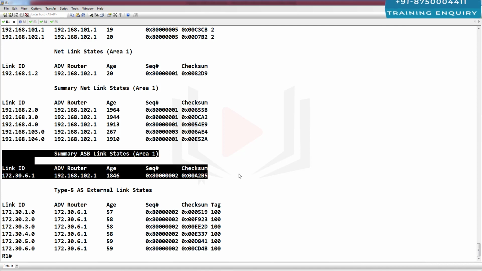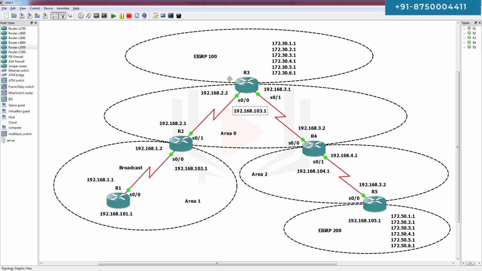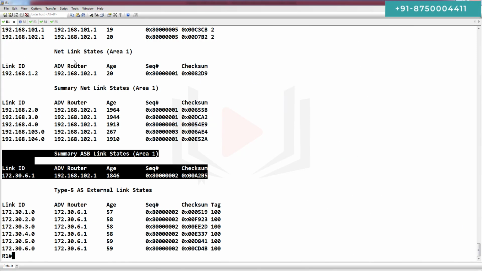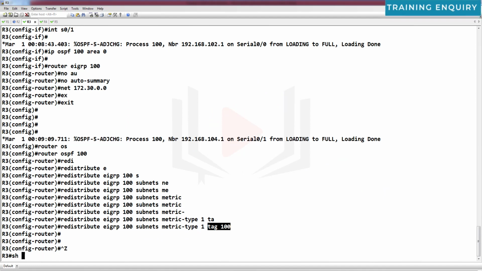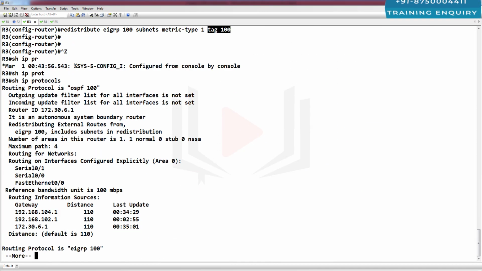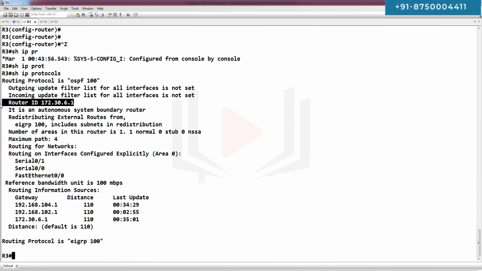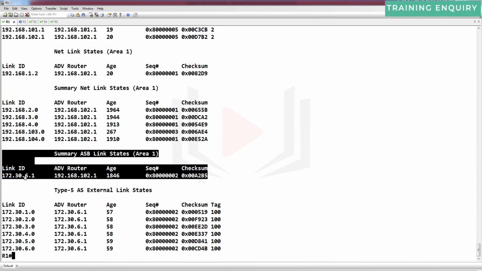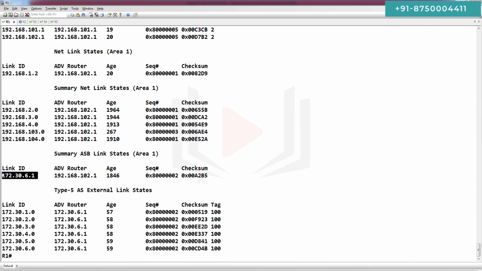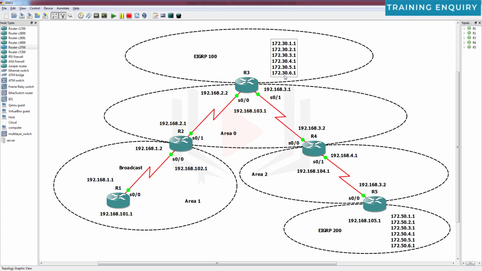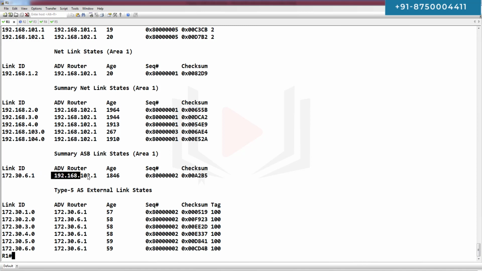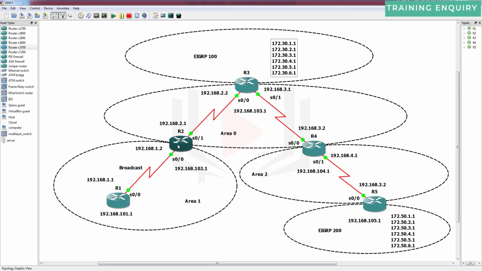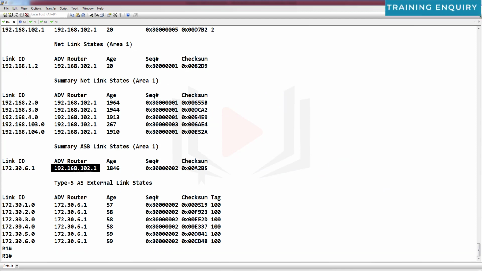ASLSA contains the ASBR router ID, which router ID is 172.30.1. On R3, show IP protocol. Yes, its router ID is this one. So ASLSA contains the ASBR router ID, who is the ASBR, R3, router ID 30.6.1, and it is sent by the ABR. And who is the ABR here? Yes, R2.